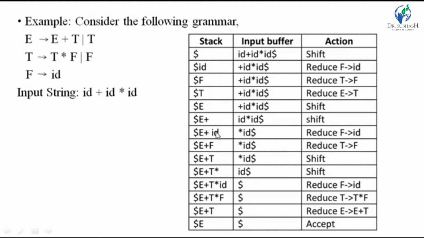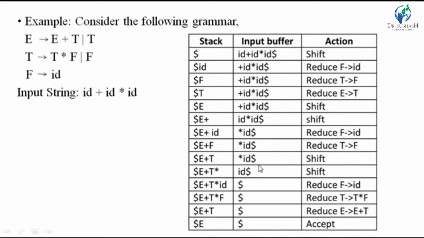Now E plus ID. Do you have any production like E plus ID? No direct production. But E gives E plus T, T gives F, F gives ID. So from ID you can find either F or T according to the input symbol. So here reduce ID by F. F gives ID, so ID is reduced by F. Do you have any production like E gives E plus F? No. So F is also reduced by T. E plus T.